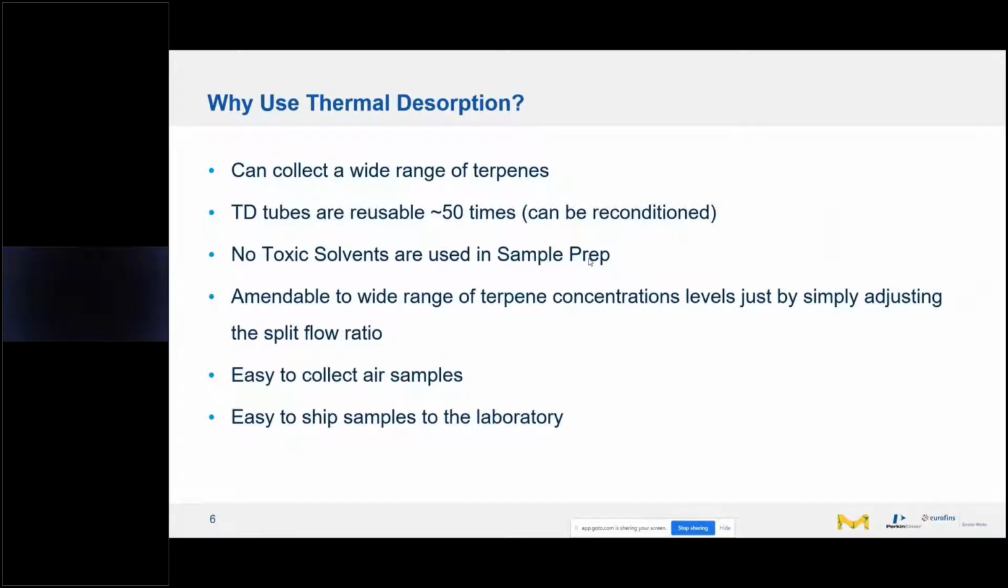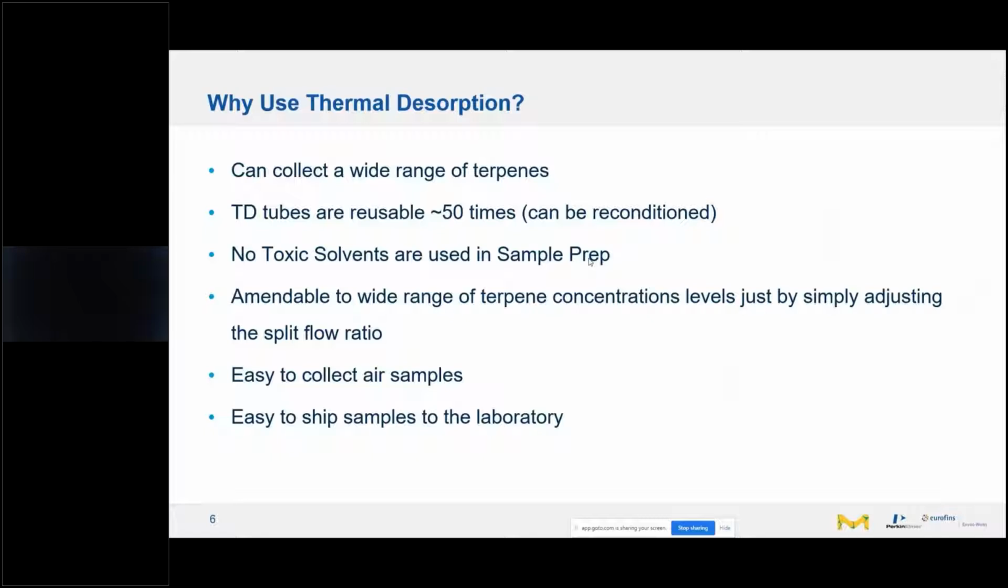So why use thermal desorption? We could collect a wide range of terpenes and a wide range of components, and it could be very selective, depending on the recipe we use for the absorbents in the tube. They are reusable and they can be conditioned, but typically you don't need to condition them, because with thermal desorption, if you have the correct tube recipe, you are essentially cleaning the tube as you're doing your desorption process.